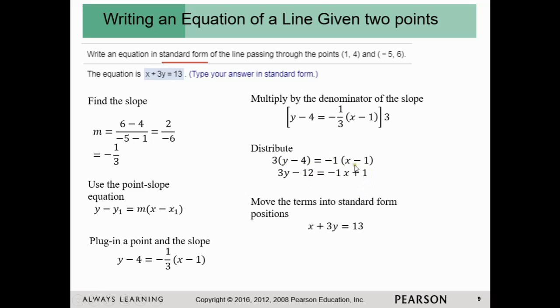Then we add the x over, add the 12 over, and now we've got everything into the standard form position. So it's x plus 3y equals 13.